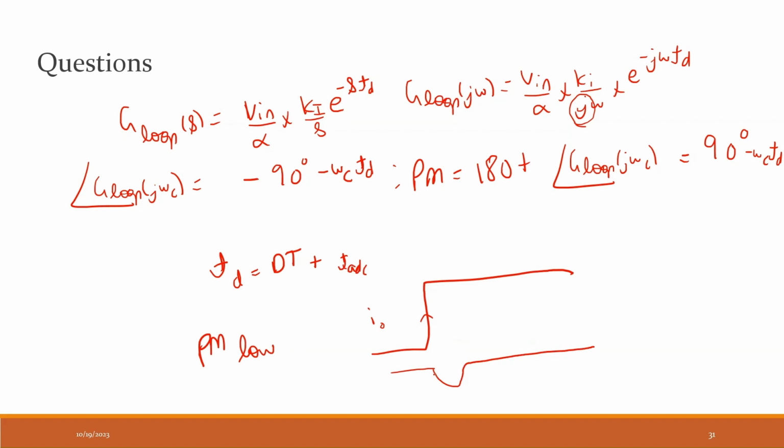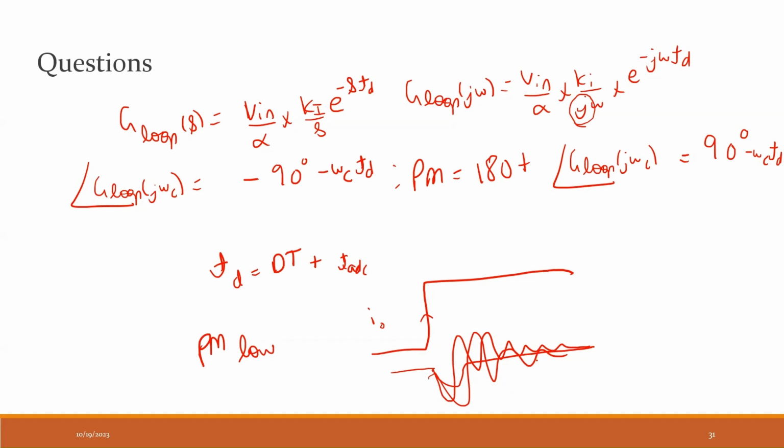But if the phase margin is poor, your output voltage will go like this. These peaks will be too much, and that will violate the constraints, because you want the voltage to be within certain limits. That is why the phase margin is important.